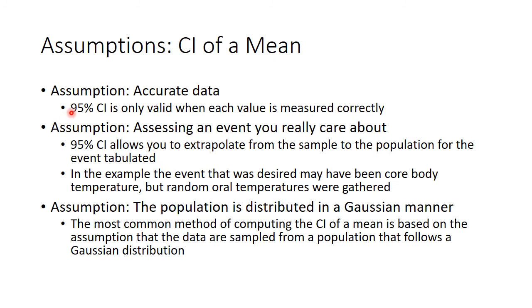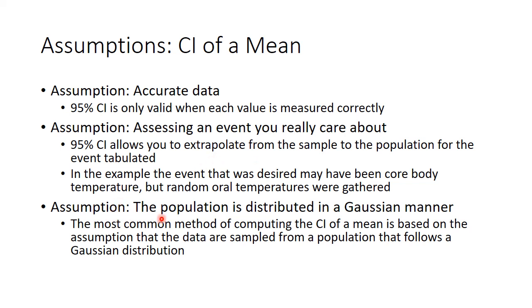We want to make sure that the data is accurate. Our CI is only going to be valid when the values that we are measuring are accurate. And then you need to assess the event that we actually care about. A 95% confidence interval is extrapolating from the sample back to a population for the event tabulated. For instance, if we were trying to measure core body temperatures, but a certain piece of the sample was measuring random oral temperatures, we know that wouldn't really be applicable, because oral temperatures run lower than a true core body temperature. So you need to make sure that the actual event you're concerned with is actually being measured here.